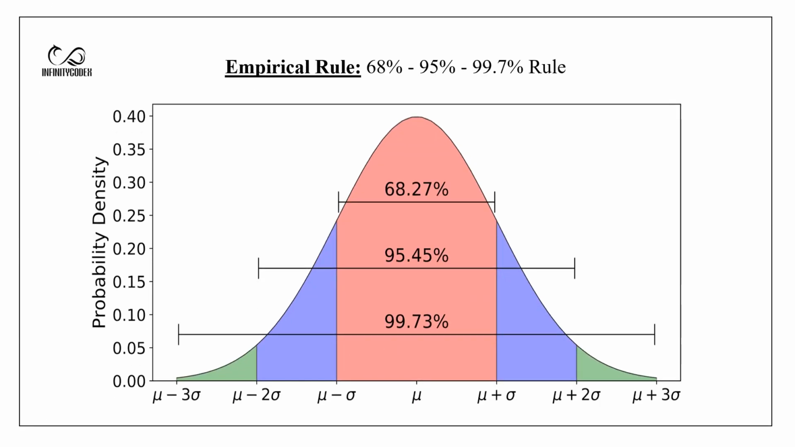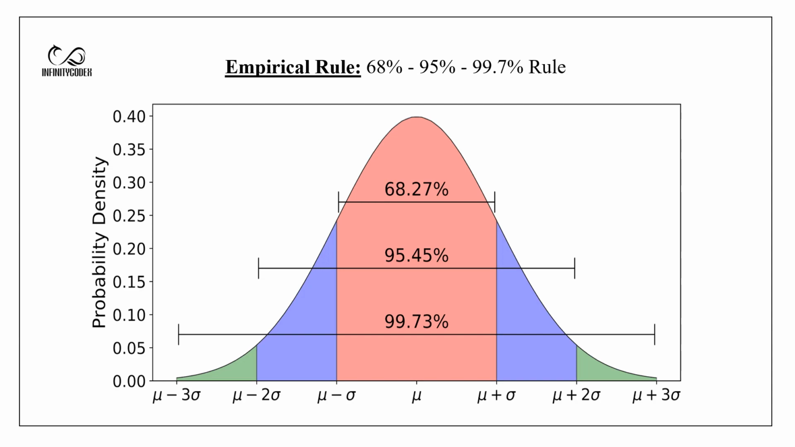Now we will see the empirical rule, which is also called the 68%, 95% and 99.7% rule. This rule states that 68% of our data values will lie in the first standard deviation, that is from mu minus sigma till mu plus sigma. Then 95% of our data values will lie in the second standard deviation, that is from mu minus 2 sigma till mu plus 2 sigma.